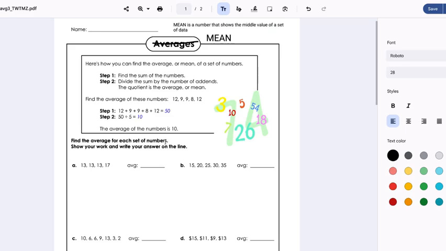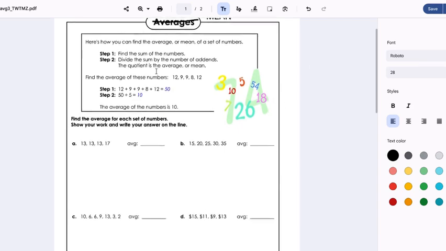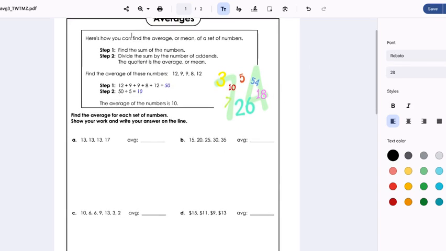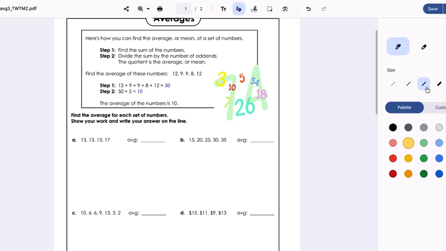with other data. So there's two steps to figuring out the mean of a set of data. Step one, which we see right here. Let me see if I can highlight this for us. So step one is to find the sum of the numbers. So let's take a look at our first example.